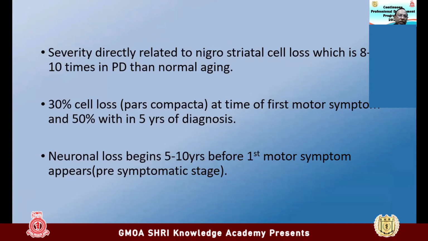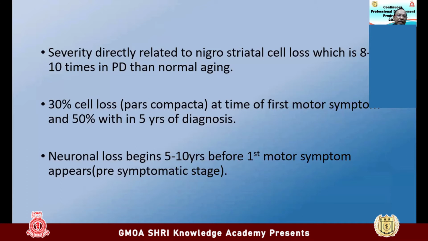The important thing is that severity is directly related to the nigrostriatal lesion. Nigrostriatal, in other words, means a part of the basal ganglia, where the cell loss is about 10 times more when compared to normal. That's what I told. If you take a 60-year-old Parkinson's patient, the cell loss is about 10 times more than in a normal person who doesn't have Parkinson's.